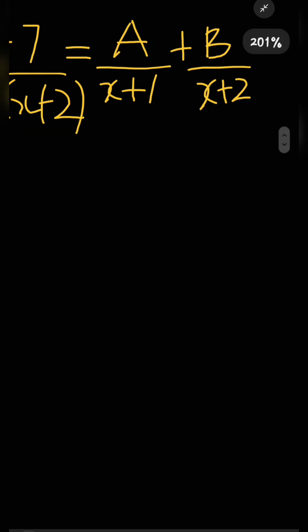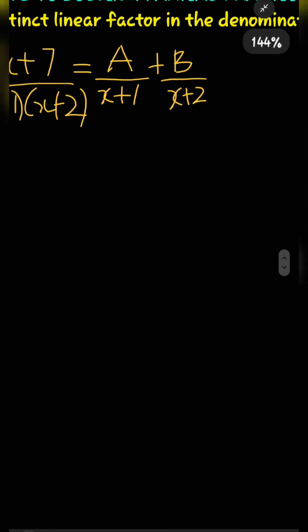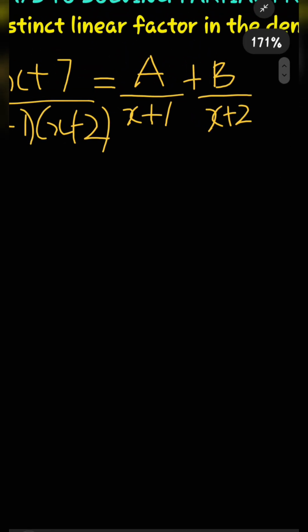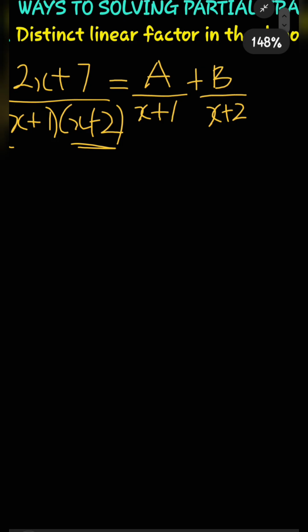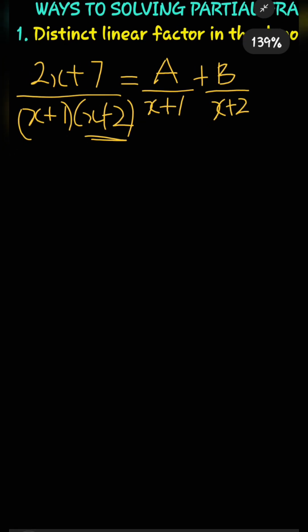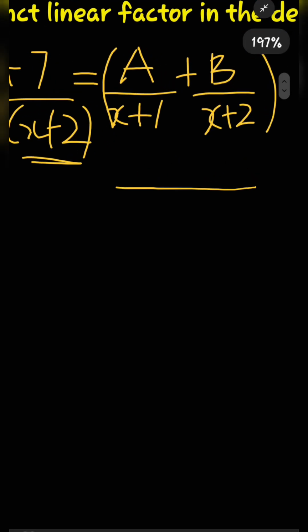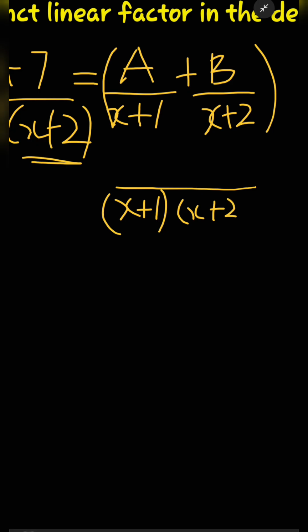Now we can also add more fractions, but the reason why we stopped is because of the factors. We have only two linear factors. If we had three linear factors, we could still add plus c all over the other factor. So now the next thing we are going to do is look for the LCM of these fractions. So the LCM of x plus 1, x plus 2 is x plus 1, x plus 2.